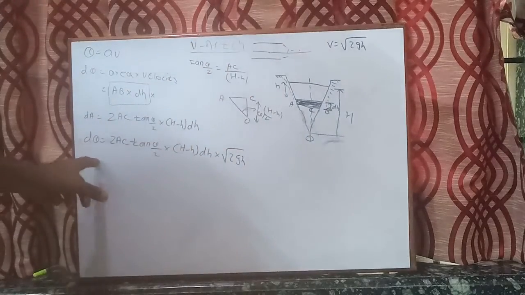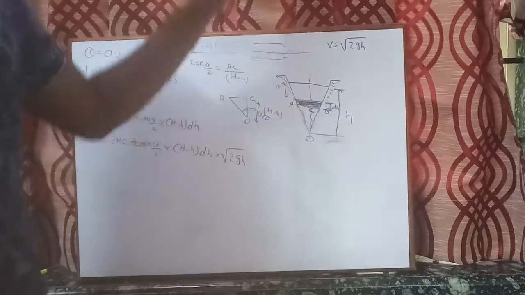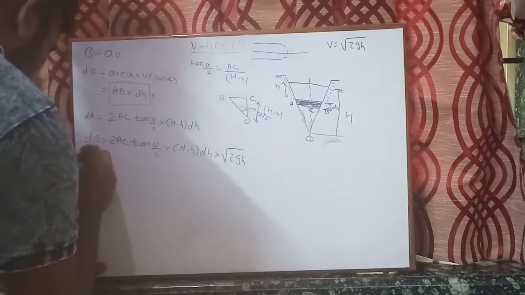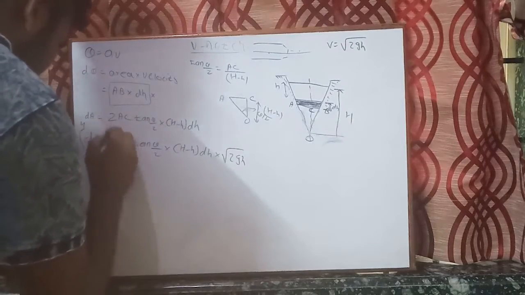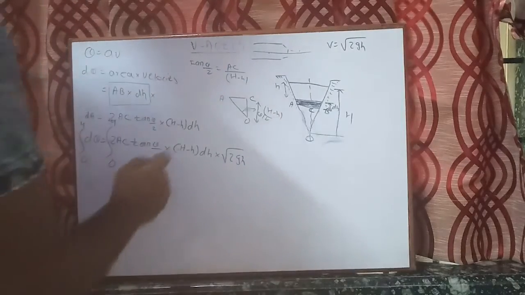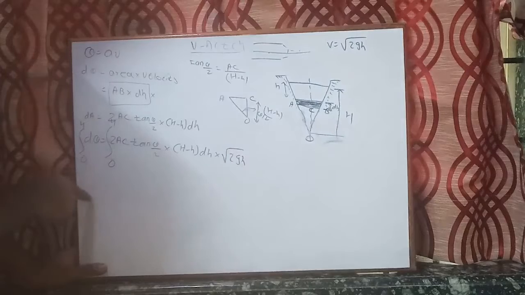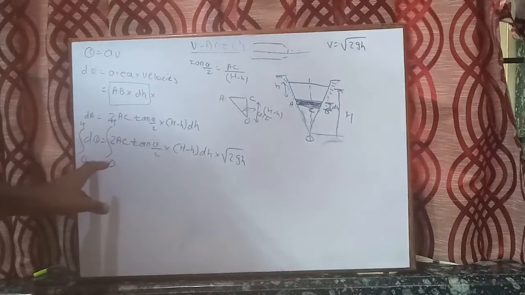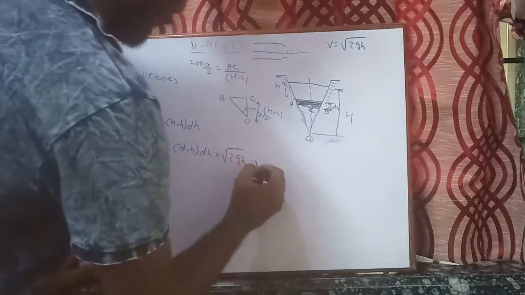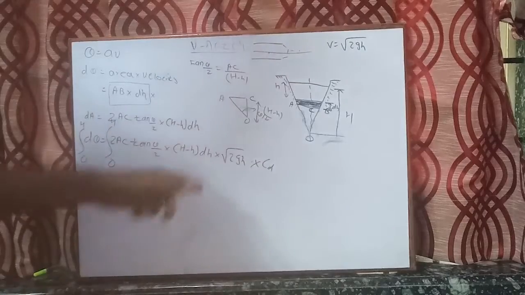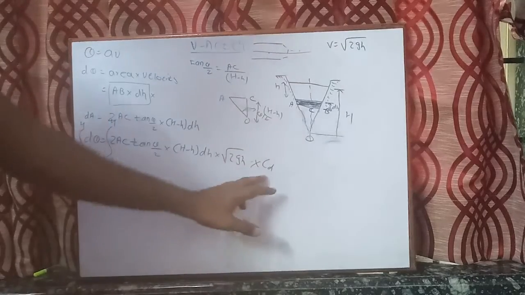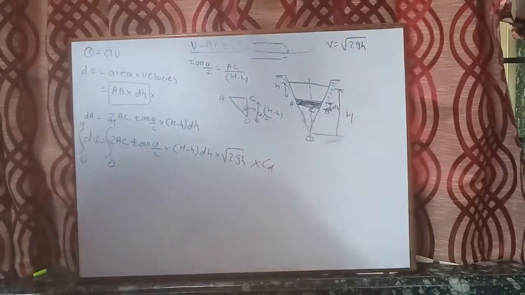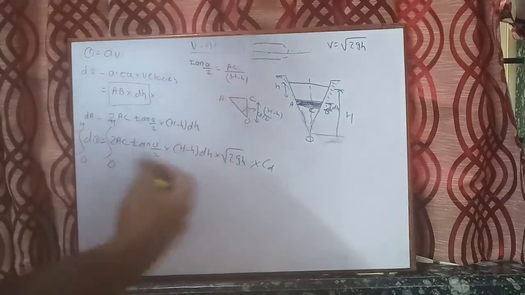That's your dQ. Now this dQ is only for this strip, but I want to find for the entire section, right? So I'll integrate this, from 0 to H, dh. When I integrate here, I'll get Q on this side. Now this is the theoretical discharge. If I multiply by Cd, I'll get the actual discharge. So I'll multiply by Cd to get the actual discharge. This is not necessary to write it now itself. You can write it later also. But I'm just writing it now.